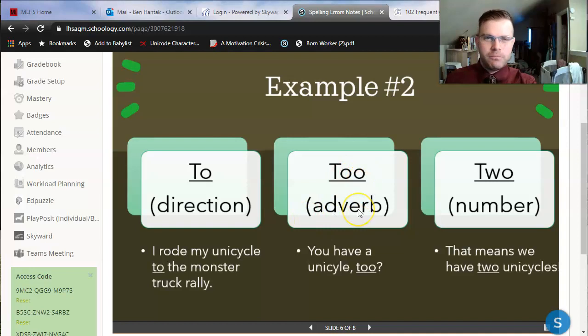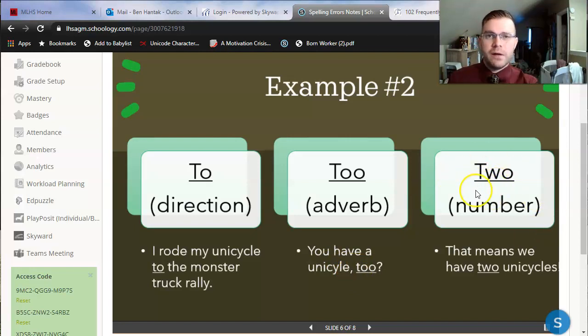Too is an adverb. It can mean too much, in excess, or it can mean also, like we have in this sentence. You have a unicycle too? Notice that comma? You could replace that too with also. You have a unicycle also? Or you also have a unicycle? Question mark.